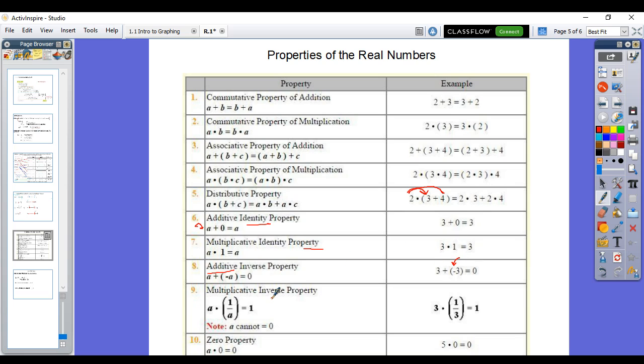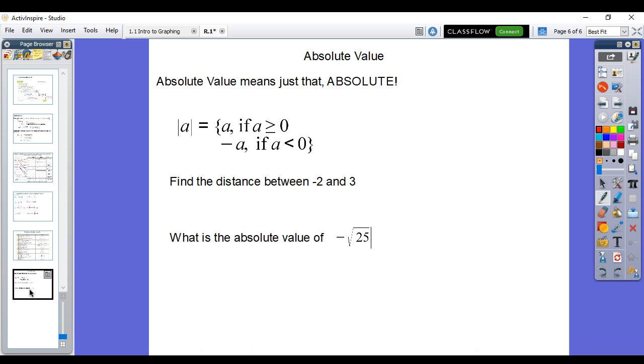But in multiplication, it's always the reciprocal. We call this the reciprocal. So if this was 3 over 2, our original number, we multiply that by the reciprocal, which is 2 over 3. That gives me a 1. So reciprocals will always do that right there. All right, and let's talk about absolute value.